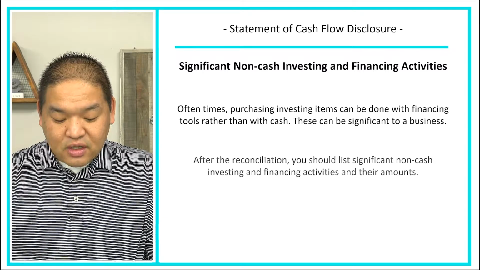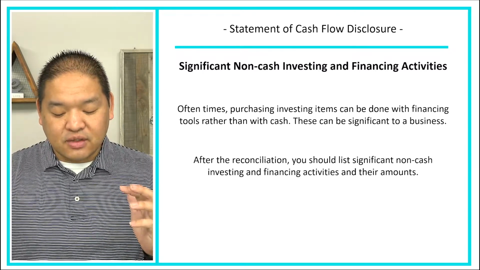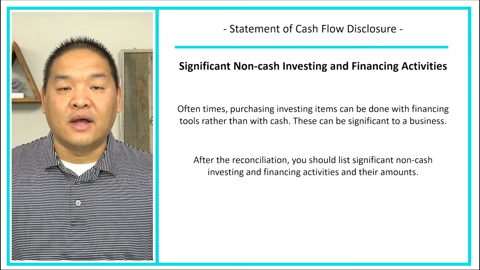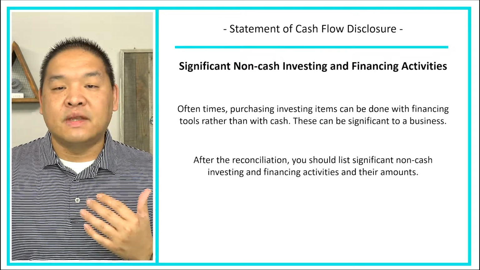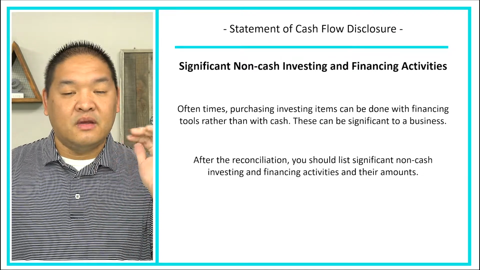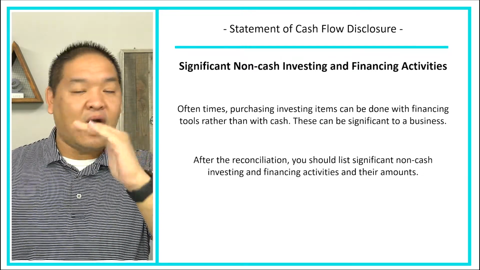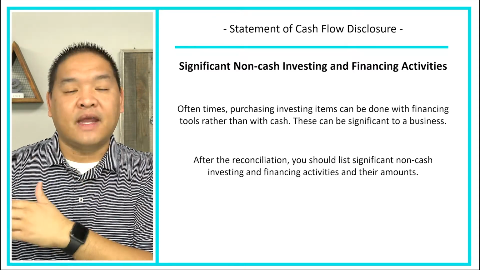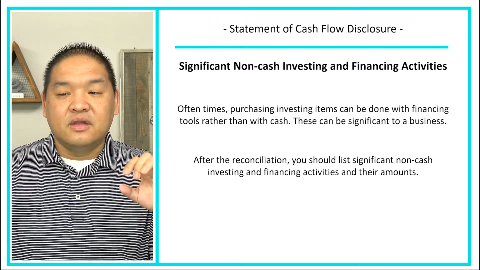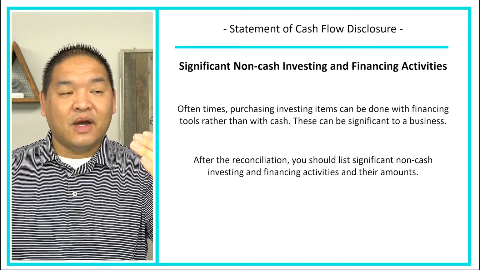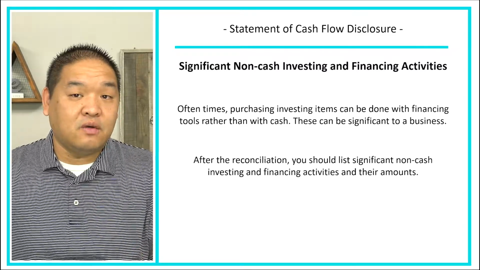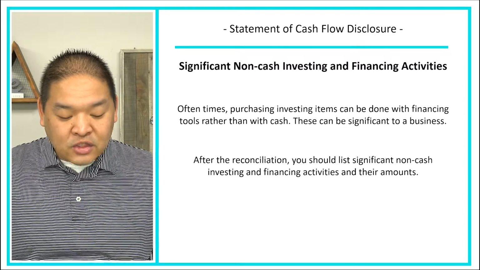As such, after the reconciliation, you should list significant non-cash investing and financing activities and their amount. So if I bought equipment using financing or debt, then I need to put purchased equipment, $500,000 with financing debt or something like that. That way investors know that, hey, you were able to buy this, but you didn't buy it with cash. It doesn't impact your cash statement, but it's important to know from an investor standpoint. All right, so what does this look like?